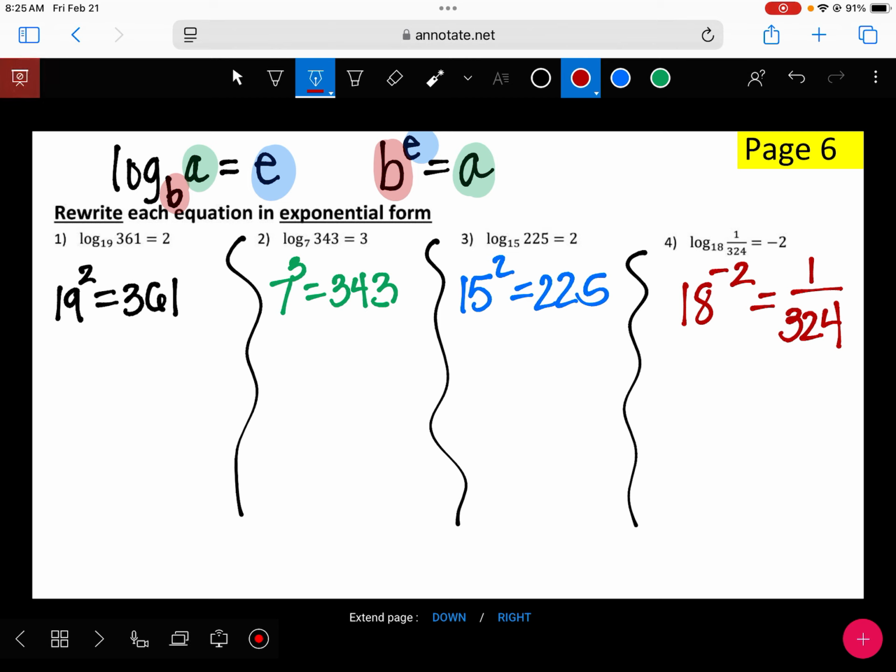All right, who agrees with my answer? Go ahead and check it. So for number 2, it would be 7 to the power of 3 equals 343. For number 3, it's 15 to the power of 2 equals 225. And for number 4, it's 18 to the power of negative 2 is equal to 1 over 324. Any questions about that? Pretty easy. All right, let's do the next row.